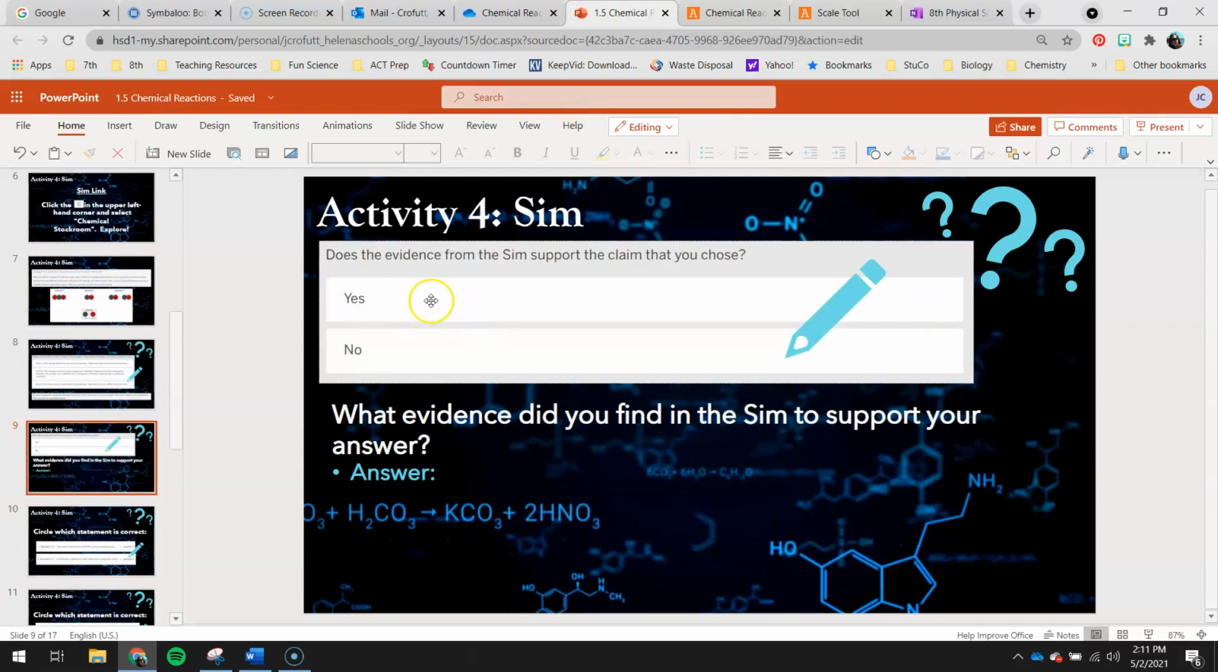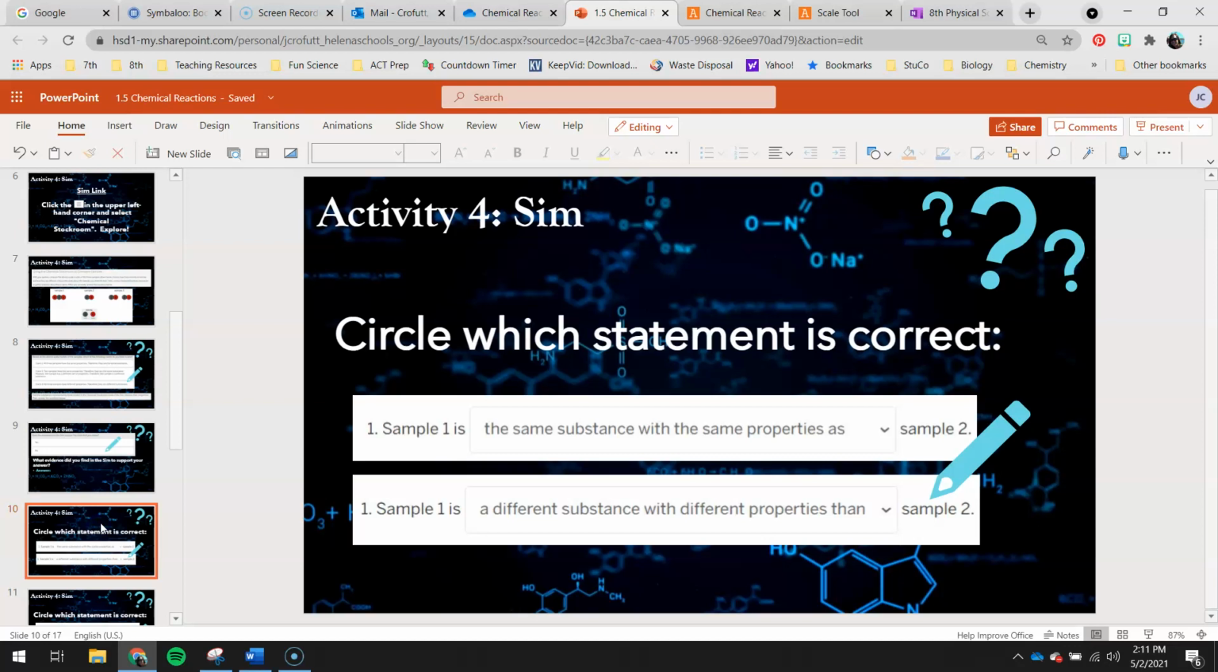So use your draw tool. Does this evidence from the sim support the claim that you chose? So again, the 3 claims were that all 3 are exactly the same, 2 are the same and 1 is different, or all 3 are different. Okay, what evidence did you find in the sim to support your answer? Use some specific evidence there. And then you guys will go on to answer these 3 questions as well.